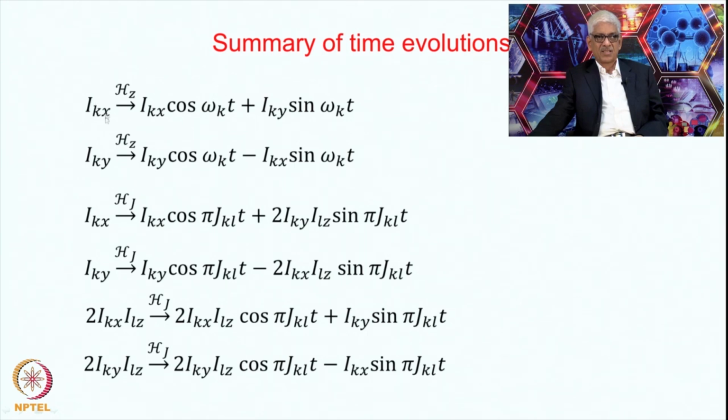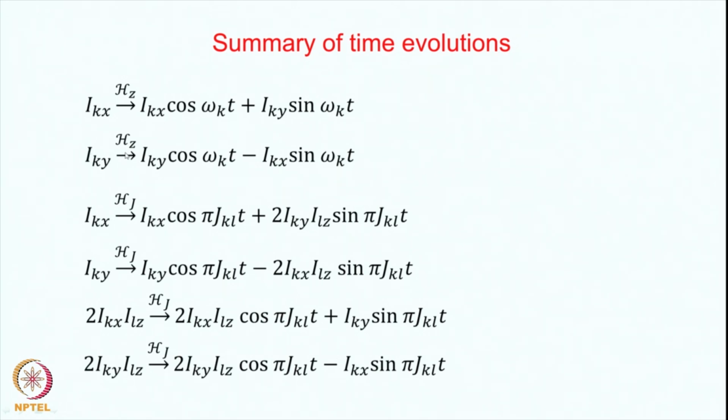Here Ikx is supposed to represent the in-phase magnetization of the K spin, and it evolves under the influence of the chemical shift Hamiltonian Hz for a time t, and then it gives you Ikx cosine omega kt plus Iky sin omega kt. Iky under the same Hamiltonian for the time t gives you Iky cosine omega kt minus Ikx sin omega kt. Notice here the change in the sign depending upon what your basis operator is. So you have to be careful with regard to what sign you will get here.